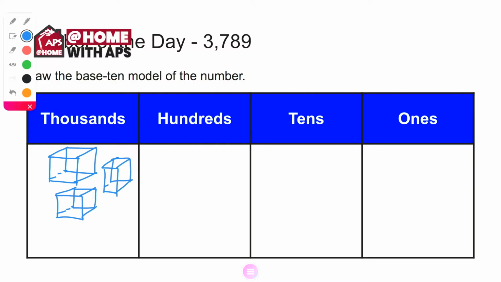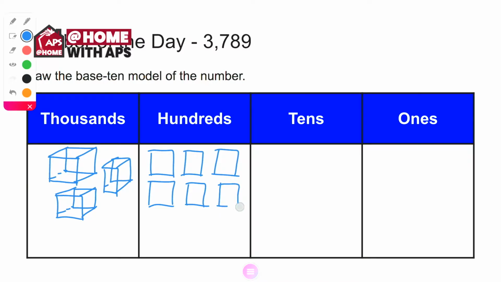So next, I need to go into my hundreds. I have 3,789. How many hundreds did we have? 7, thank you. So we just go ahead and do that flat, which was a square for us. So we have to do 7 of these. So I have 3, 4, 5, 6, and 1 more. Thank you for reminding me about that last one.